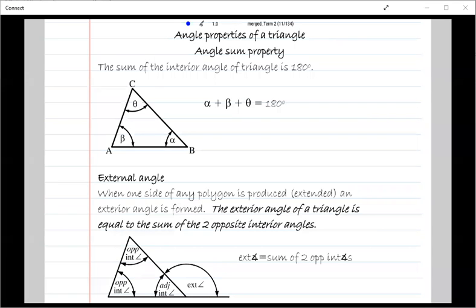All right, so angle properties of a triangle. The first angle property of a triangle is this. One, the sum of the interior angles of a triangle is 180 degrees. So the three interior angles, here the interior angles are alpha, beta, and theta. And the sum of the three interior angles of a triangle is 180 degrees.